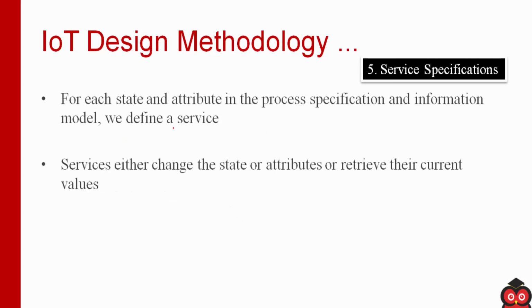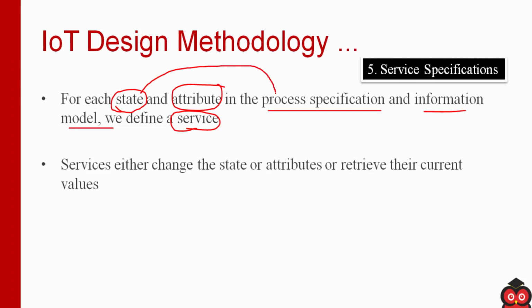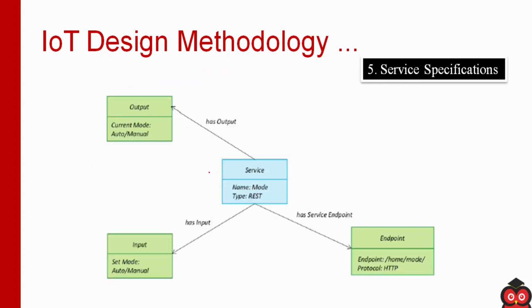Okay, so you can see here, by using the information from process specification as well as information model specification, we will define services for every state as well as attribute which are present in this process specification and this information model specification. Then what the services do is they will either change the state or attributes or simply retrieve their current values. Okay, so this is the first service we are going to see.